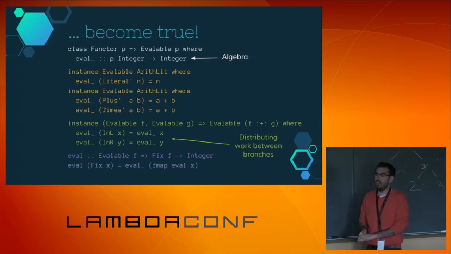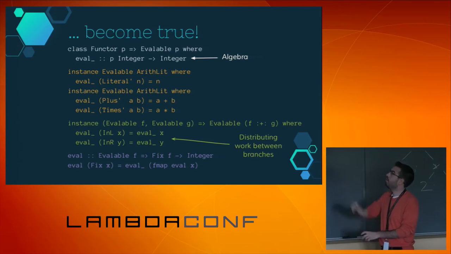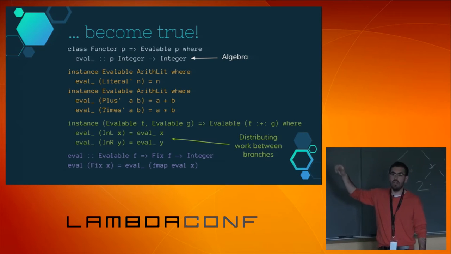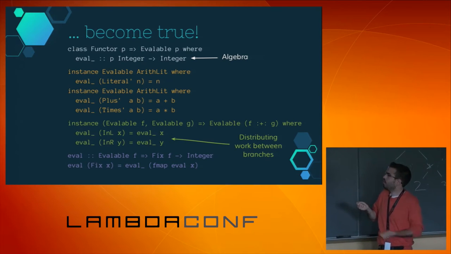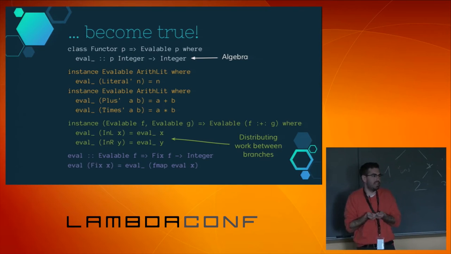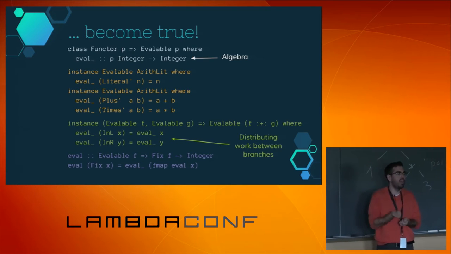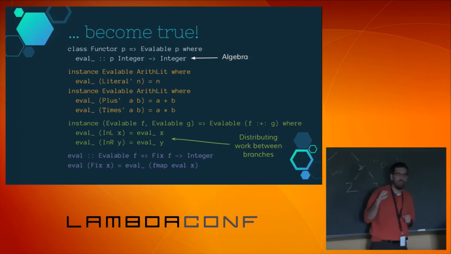And the last thing you need to do is, OK, we have eval for P of integer. But what we really want is something that is the fixed point of P. So it's going to be fixed of P. So you need to unwrap this. It shouldn't be fixed.